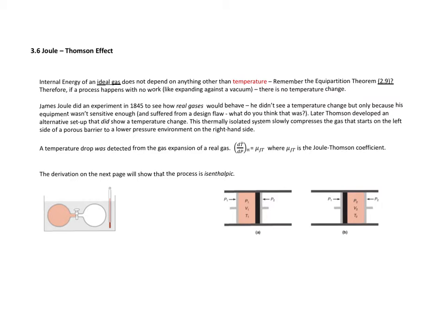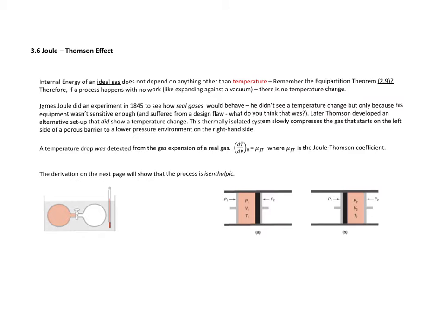When you have an ideal gas, the internal energy does not depend on anything other than the temperature. Remember, there's no attractions or repulsions, so you only need the temperature. The equipartition theorem guides you to knowing how much energy a sample contains depending on the complexity of the system. Therefore, if a process happens with no work, like expanding against a vacuum, there's no temperature change. If you're not doing work, you're not losing energy, so the temperature is exactly the same.